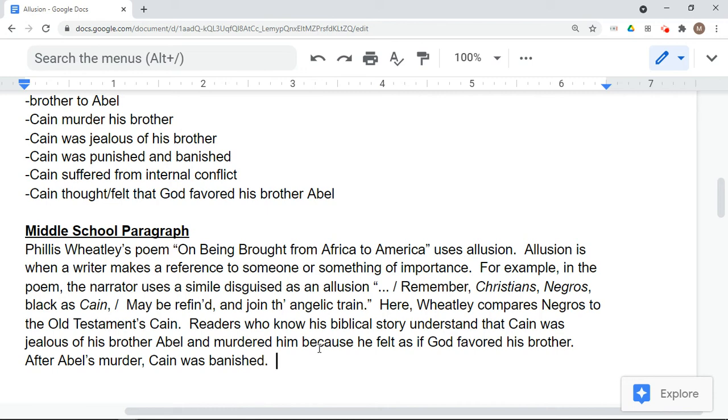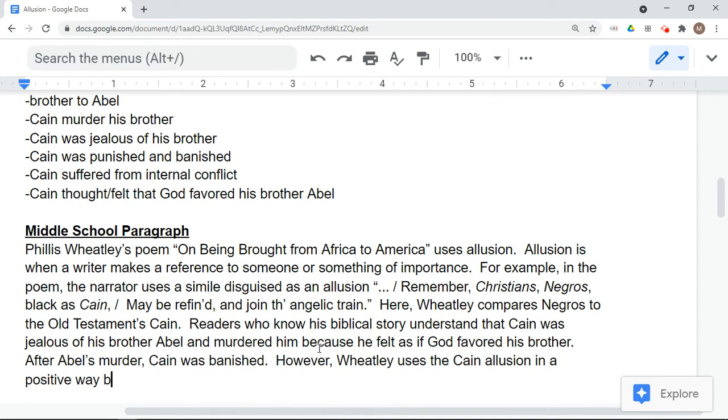So she's using Cain in a positive way. However, Wheatley uses Cain, and so you could say, however, Wheatley uses the Cain allusion in a positive way.